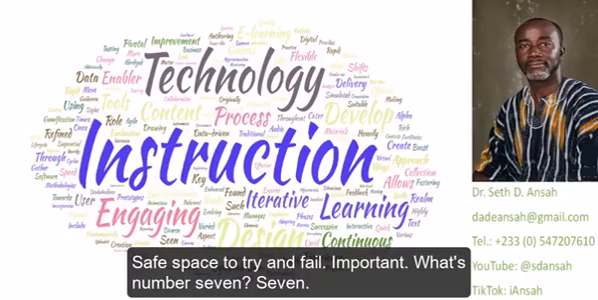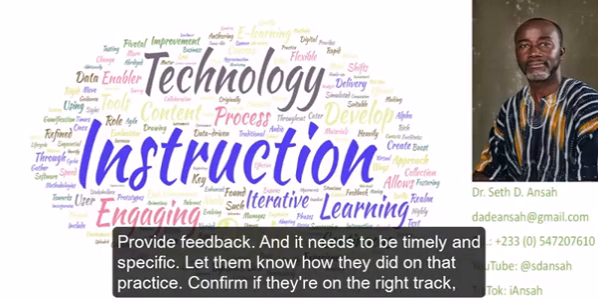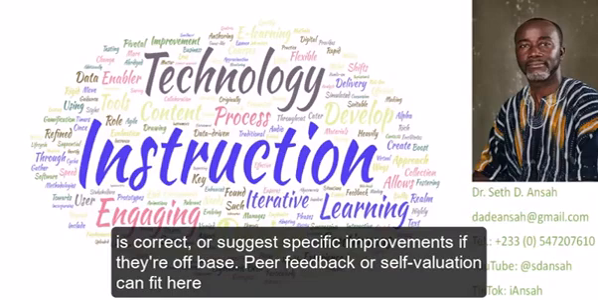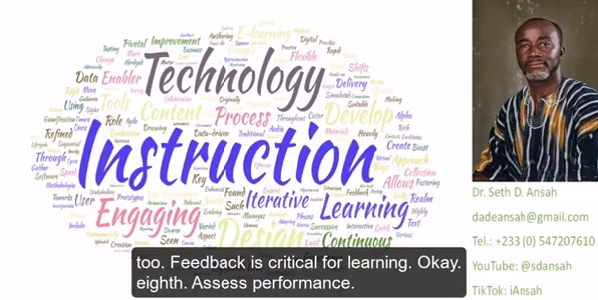Important. What's number 7? Seventh, provide feedback. And it needs to be timely and specific. Let them know how they did on that practice. Confirm if they're on the right track, explain why something is correct, or suggest specific improvements if they're off base. Peer feedback or self-evaluation can fit here too. Feedback is critical for learning.